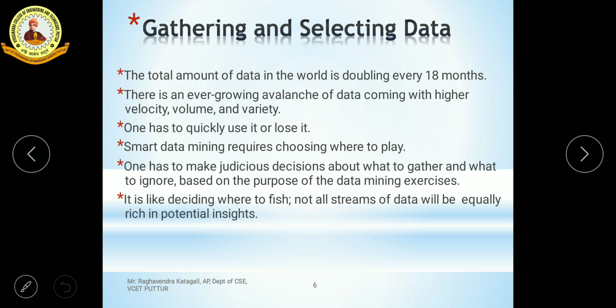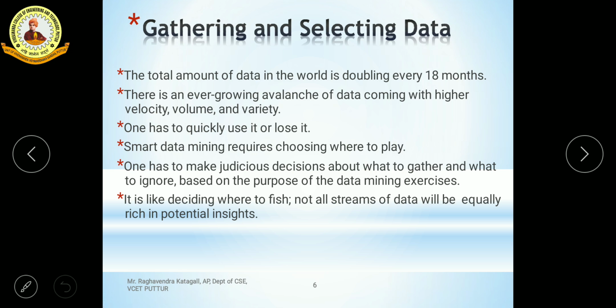So one has to quickly use it, or he is in a great chance of losing it, right? So smart data mining requires choosing where to play, right? What kind of data has to be invoked, or what kind of data has to be used for one's good purpose. Then one has to make judicious decisions about what to gather and what to ignore, right? Based on the purpose of the data mining exercises, when he is running a business, he should know what is useful and what is not useful. So it is like deciding where to fish.